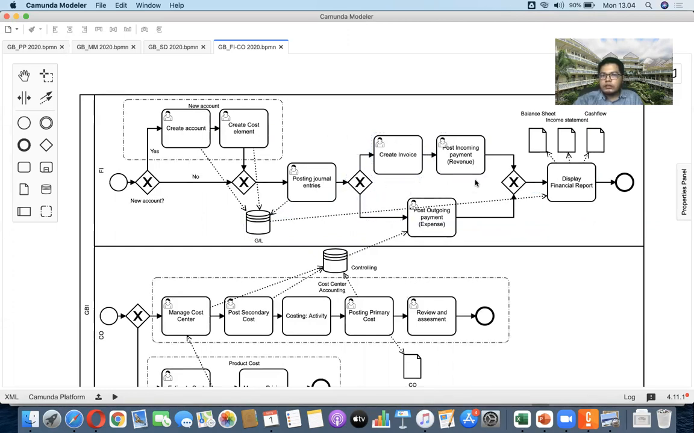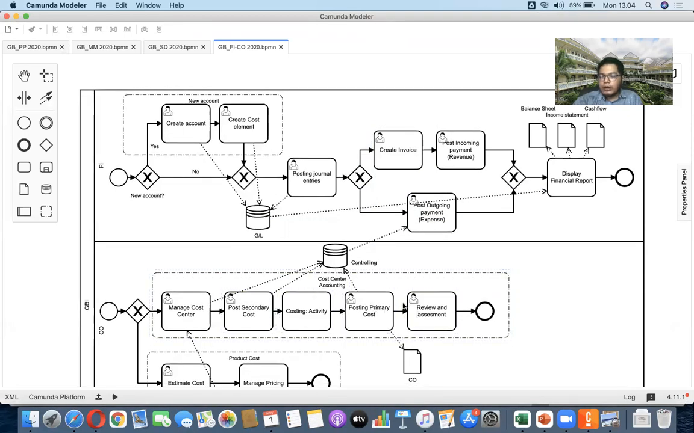Account receivable is used when we want to receive payment. So this is related to payment or account receivable. We create an invoice and post the incoming payment like this. Or if we want to pay something, or perhaps the payment is conducted by another department, they will go and post the outgoing payment expense like this, right?